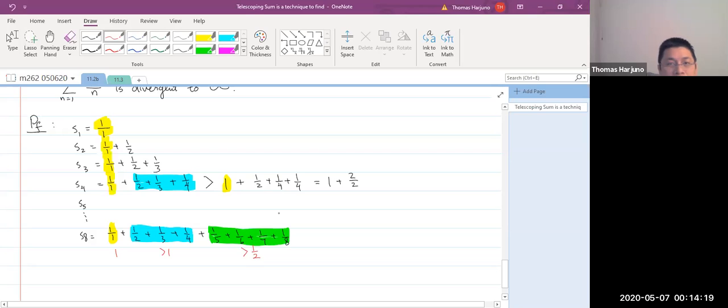You can see this as the yellow part plus the blue part plus 1/8 plus 1/8 plus 1/8 plus 1/8. You see that it is greater than 1/2?